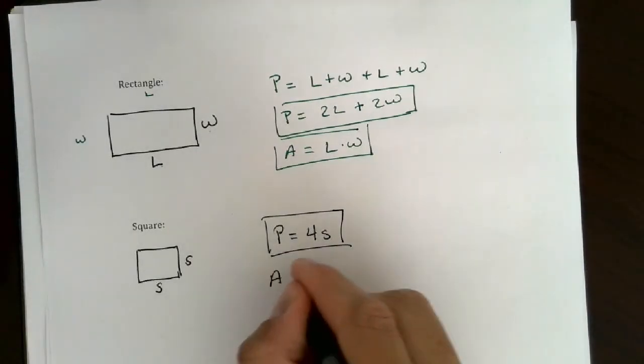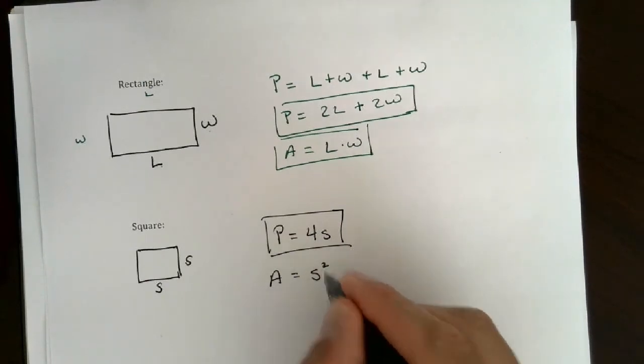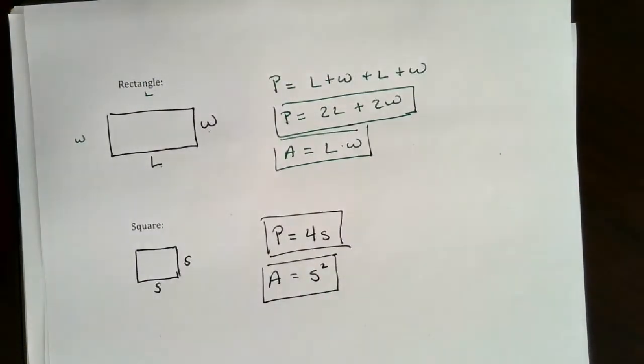The area of a square, it's a special case of the rectangle. Side times side would be side to the second power, so side squared. You just take one side squared, that's the area of a square.